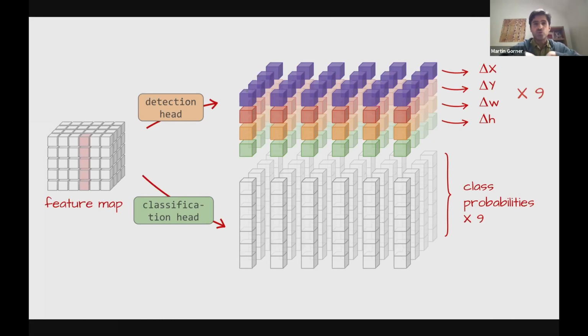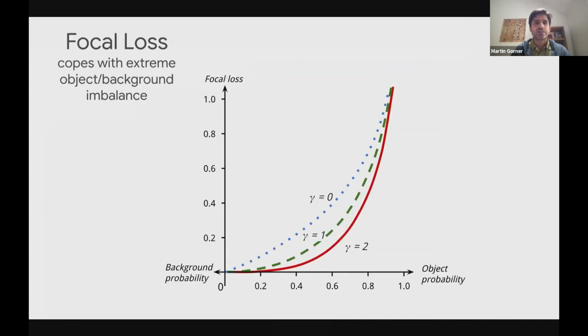If you just sum up the contributions from all those predictions into one giant loss, you will have a case where the background predictions will drown out the useful signal from the couple of boxes that are supposed to be predicting an object. So RetinaNet actually has a mathematical tweak on the loss function they use to overcome that.